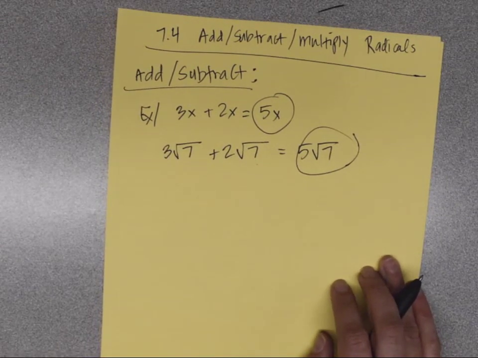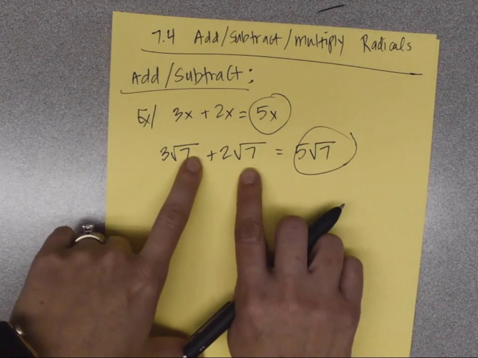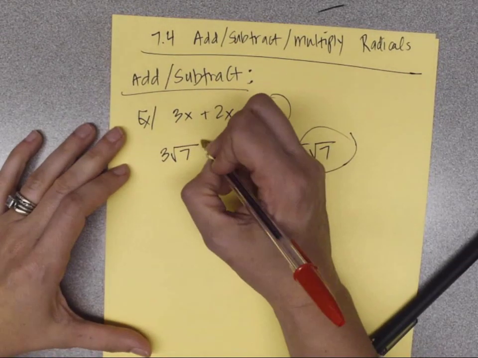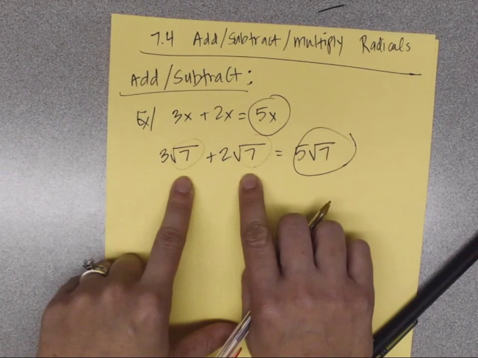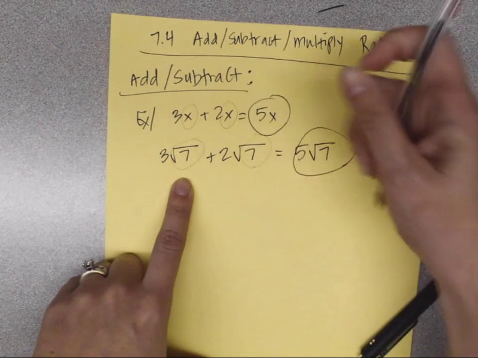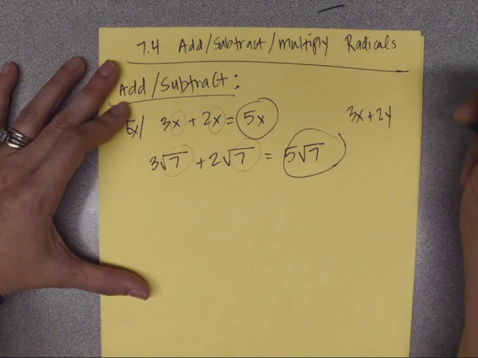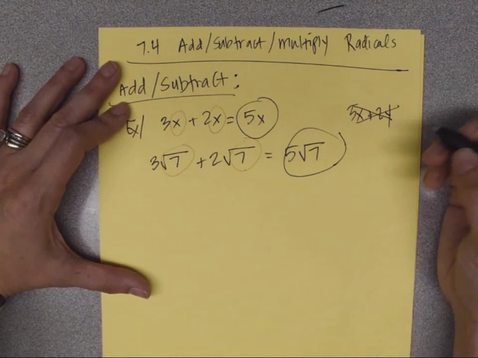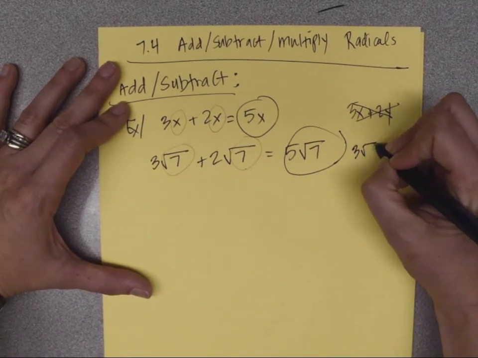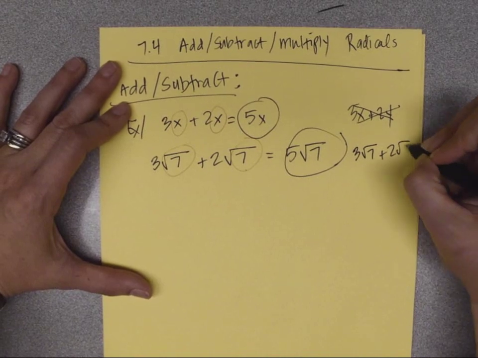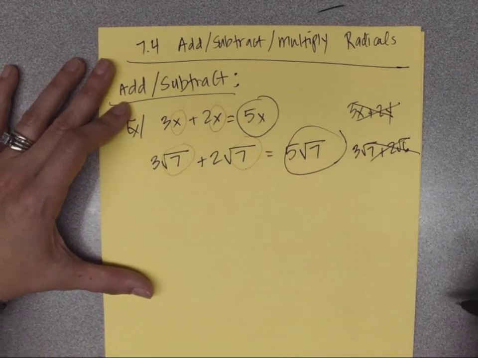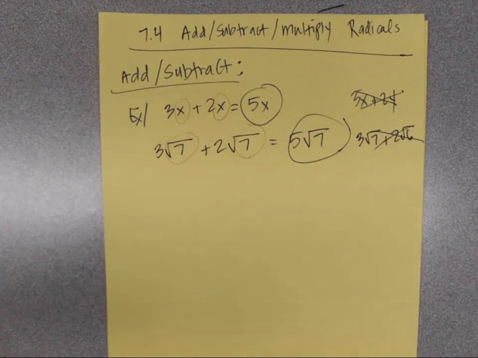And again, the number inside has to be exactly the same, the same way this x has to be the same. If it was 3x plus 2y, you can't put those together. Same idea if it was 3 square roots of 7 plus 2 square roots of 6. You can't put those together. Okay? So essentially that's all there is to it.